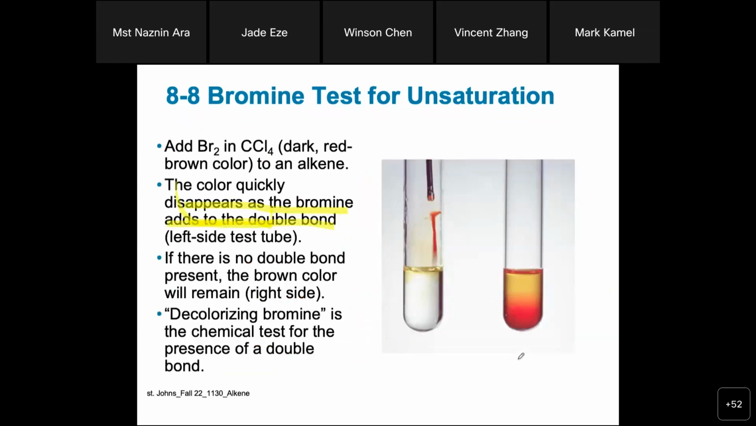Bromine test for unsaturation. I think you are going to do the laboratory experiment for that. Sometimes we do the unsaturation test using bromine, and this is called the bromine test. If we have some alkene sample and we add bromine in carbon tetrachloride to the alkene, this type of color you will see, but the color quickly disappears as the bromine adds to the double bond and they start to react. If there is no double bond, the brown color will remain. I think you are going to do this in the laboratory. This is also called the unsaturation test.